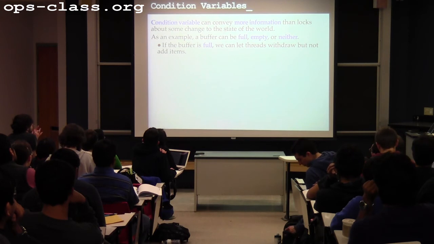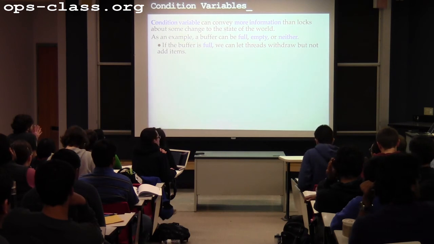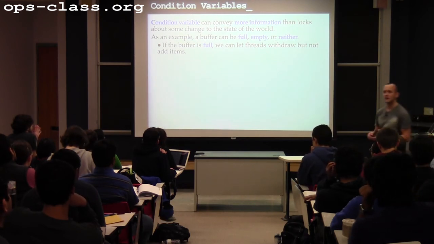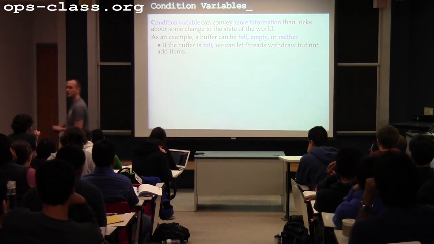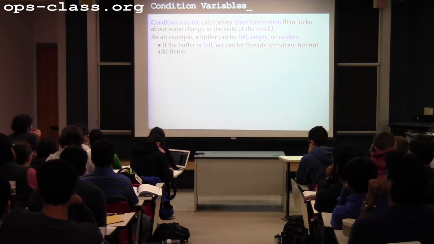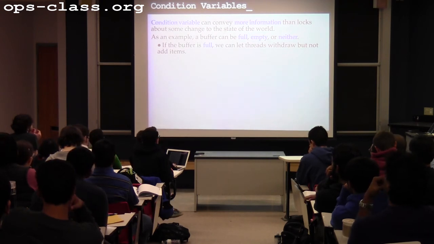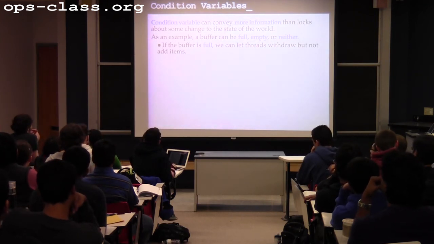So the condition usually is expressed as some sort of operation on the shared state, and it indicates some change that the threads that are waiting on the condition are interested in, right? So if I'm the producer and the buffer is full, I have to wait. With the producer-consumer example, there are two cases where I have to wait. One is if I'm the producer and the buffer is full. What's the other condition? If I'm the consumer and the buffer is empty, right?